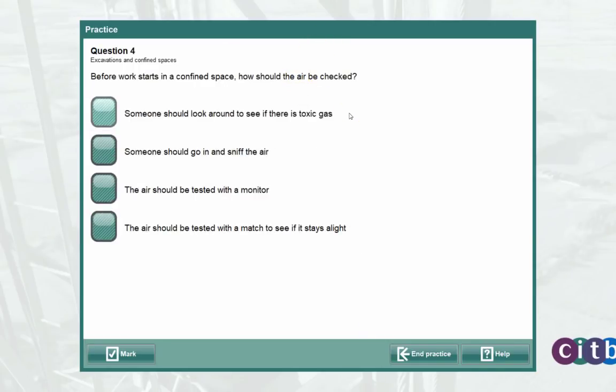Before work starts in a confined space, how should the air be checked? Someone should look around to see if there is toxic gas. Someone should go in and sniff the air. The air should be tested with a meter. The air should be tested with a match to see if it stays alight.